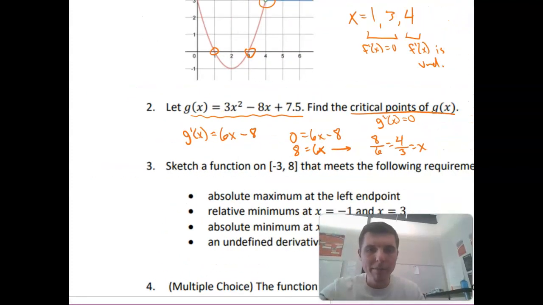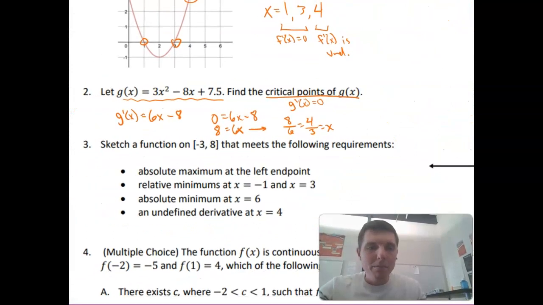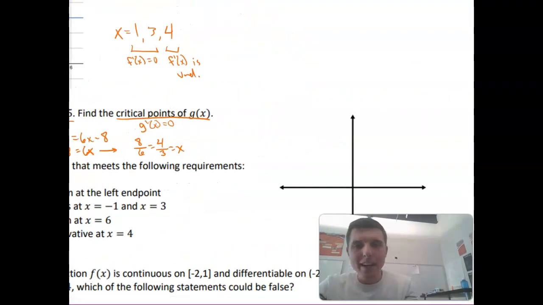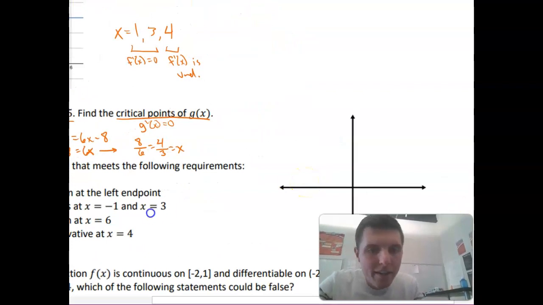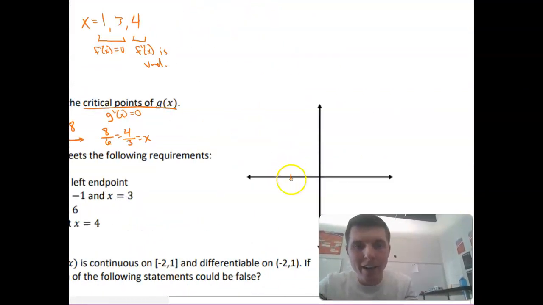Number 3, sketch a function that meets these requirements. An absolute max at the left endpoint. Let's start there. I'm just going to toss it down. Oh, wait. So this is from -3 to 8. Okay. So -3 all the way out to 8. I'm just going to toss a point way up here. That's going to be its max.